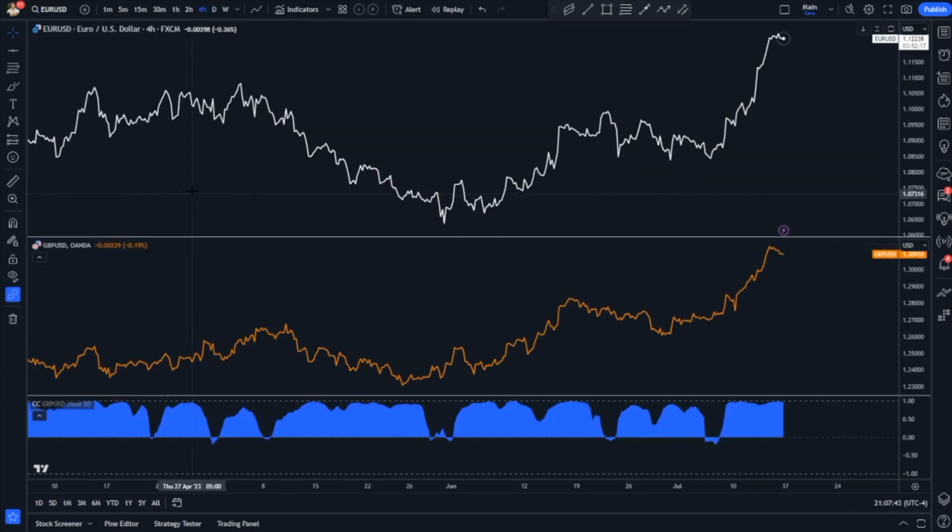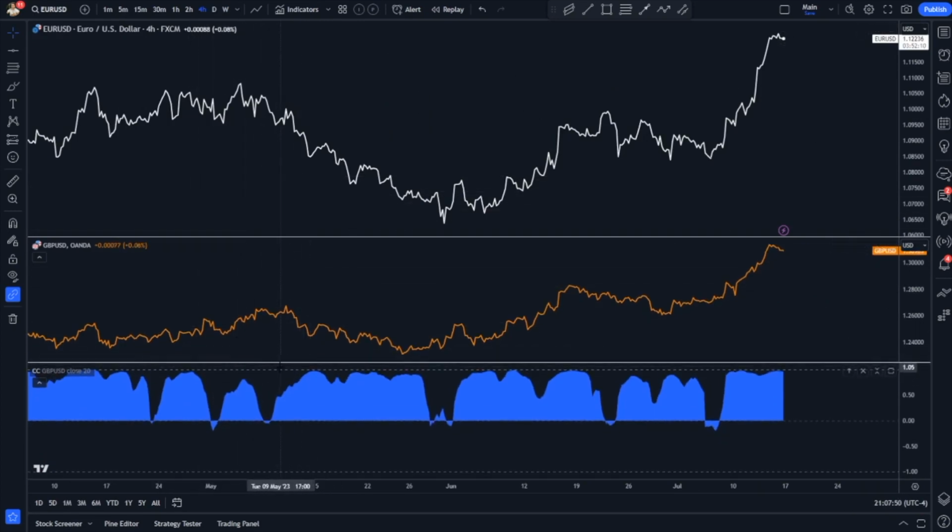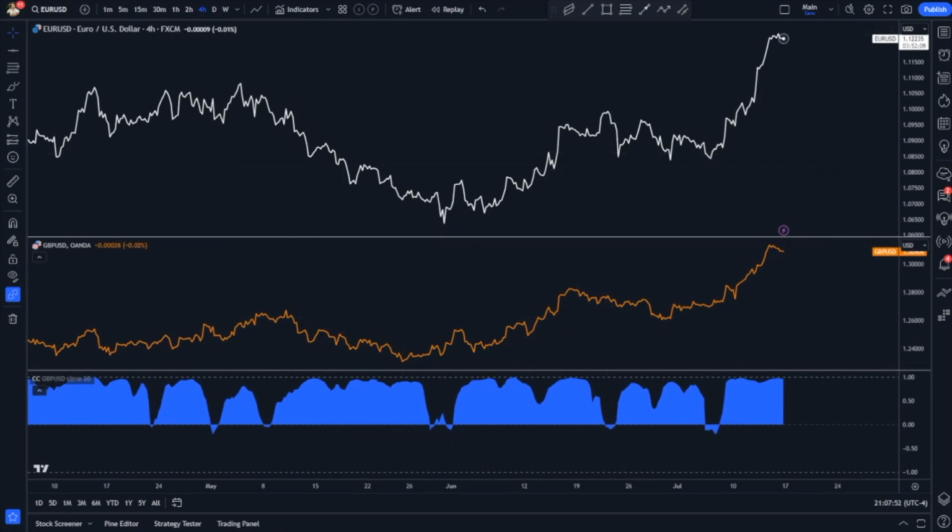All right, so now we're going to take a look at a strategy that you can actually use the concept of correlation to potentially trade. So I've added all three of our indicators in our windows here, but now we are actually going to be using the euro dollar and the pound dollar. So this is an example for currency traders out there.